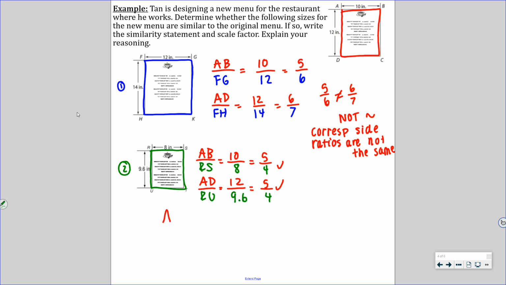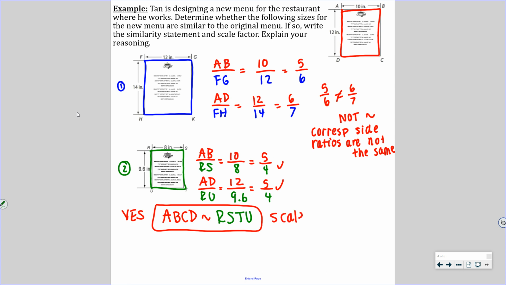So let's call this A, B, C, D is similar to, okay, I gotta go in that order. So I went top left, A to B, so I go R to S to T to U. Yes, those are similar. Scale factor, 5/4, or as I mentioned, technically you could say 4/5 as well.